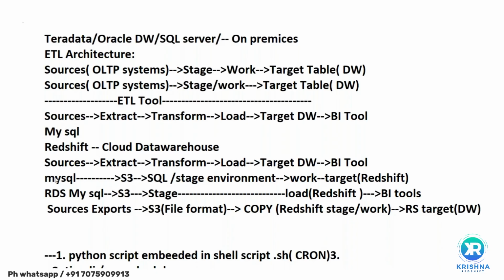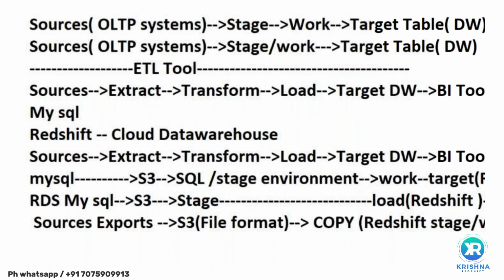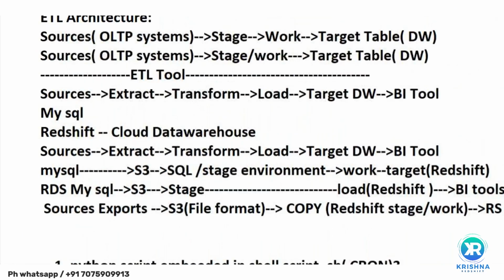In Redshift, how it happens is, for example, MySQL is a source. Then it will be extracted to S3 first, because anything in AWS first needs to be put in S3. So you extract to S3, then from S3 to stage, stage to work, and then work to target. Target should be your Redshift. RDS MySQL as a source is also the same: S3, stage, then Redshift.